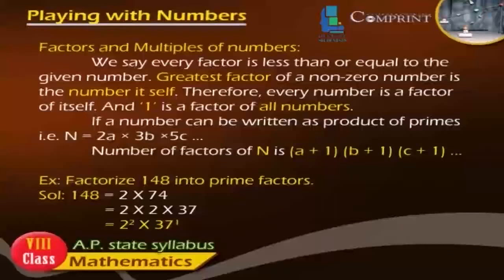If a number can be written as a product of primes, that is n is equal to 2^a into 3^b into 5^c and so on, the number of factors of n is (a plus 1) into (b plus 1) into (c plus 1) and so on. Example, factorize 148 into prime factors. Solution, 148 is equal to 2 into 74 is equal to 2 into 2 into 37 is equal to 2 square into 37 to the power of 1.